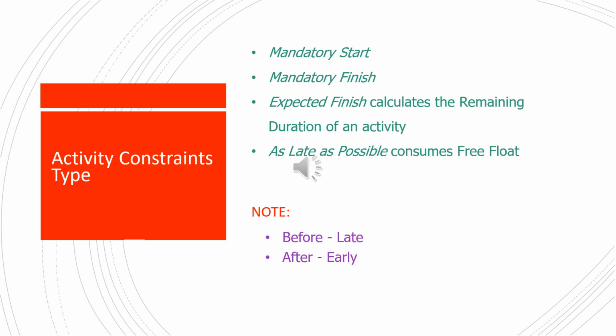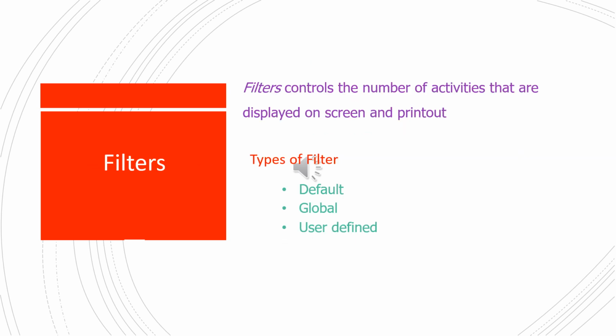Activity constraint types. Mandatory start, mandatory finish, expected finish calculates the remaining duration of an activity. As late as possible consumes free float. Note: before equals late, after equals early.